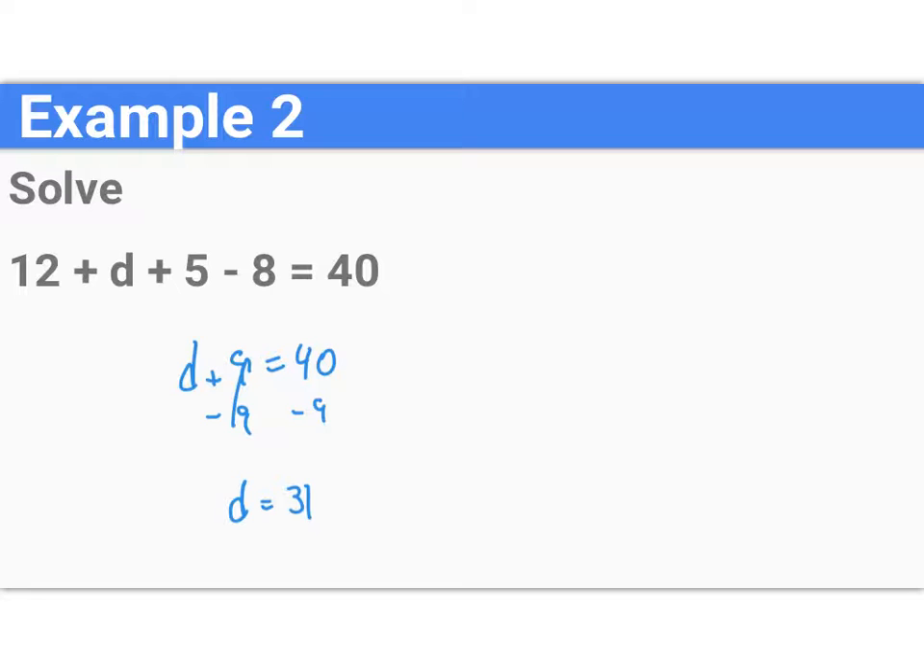And we can see that 12 plus 31 is 43, plus 5 is 48, minus 8 gives us 40. So those were our two examples for this lesson, and I will see you at the end of the video for the recap.